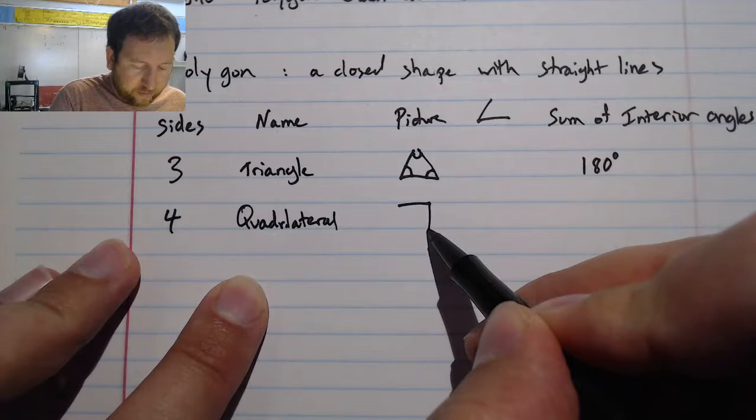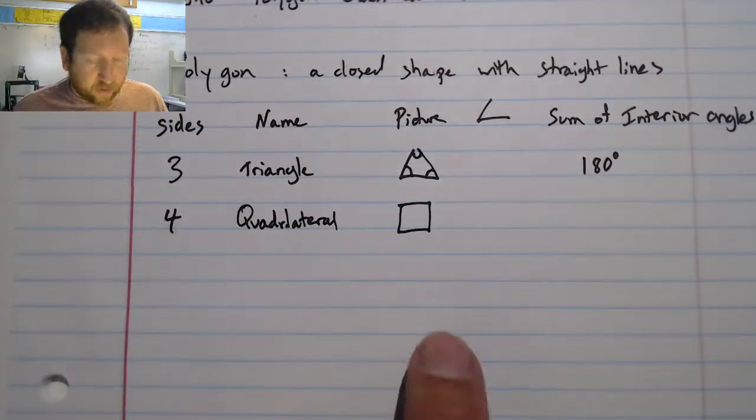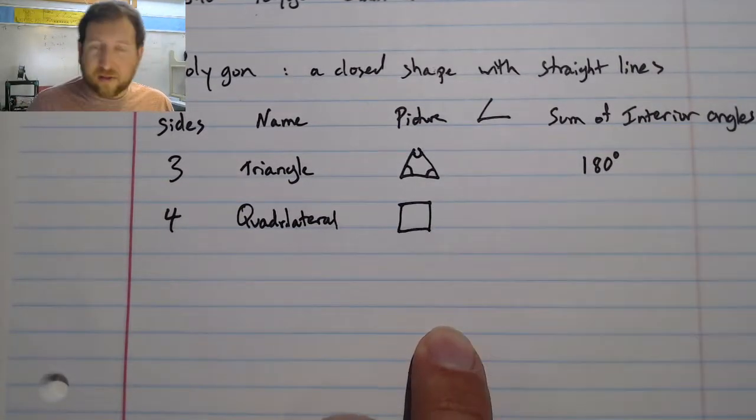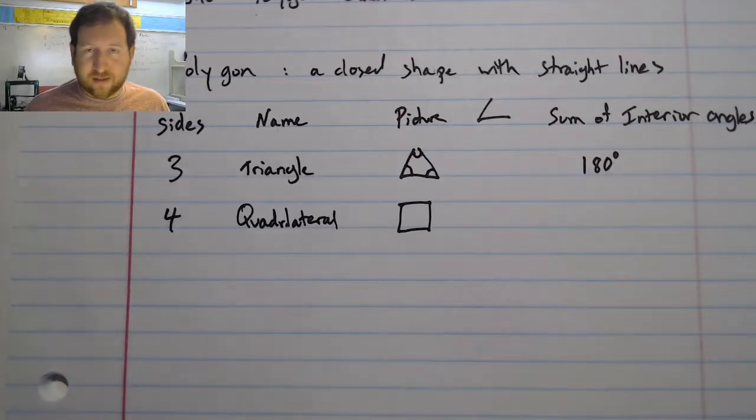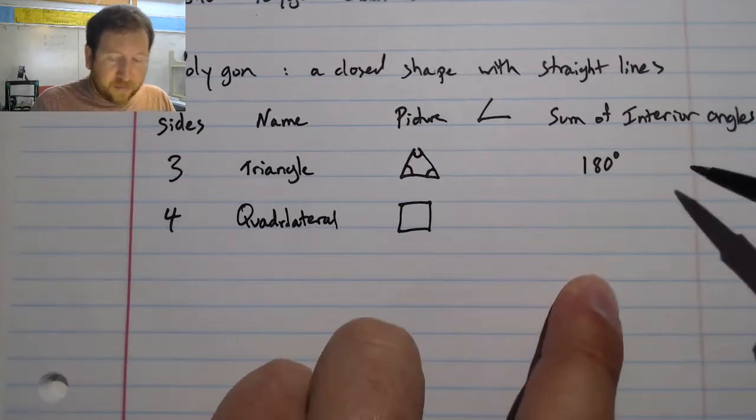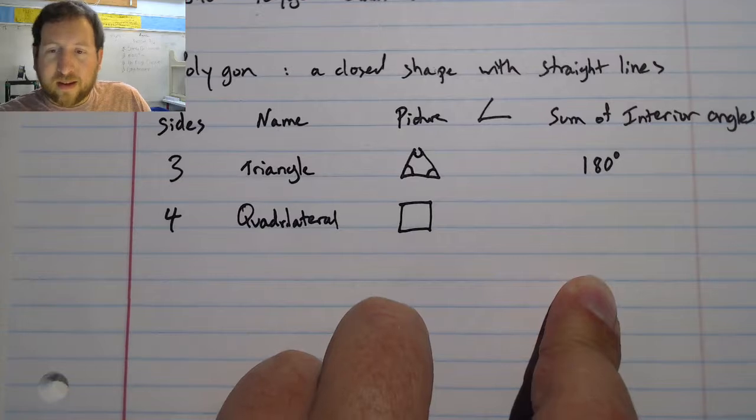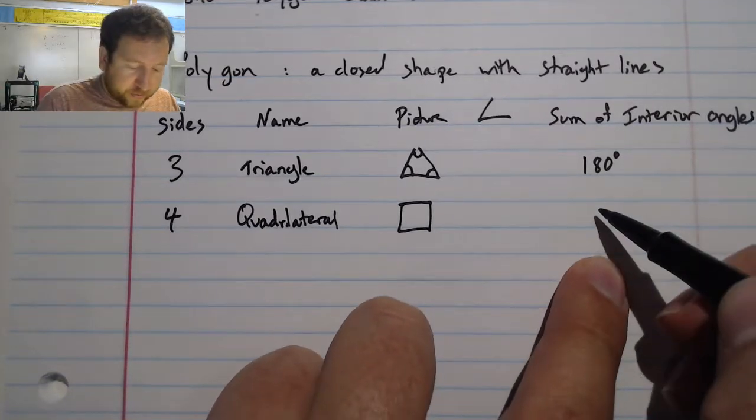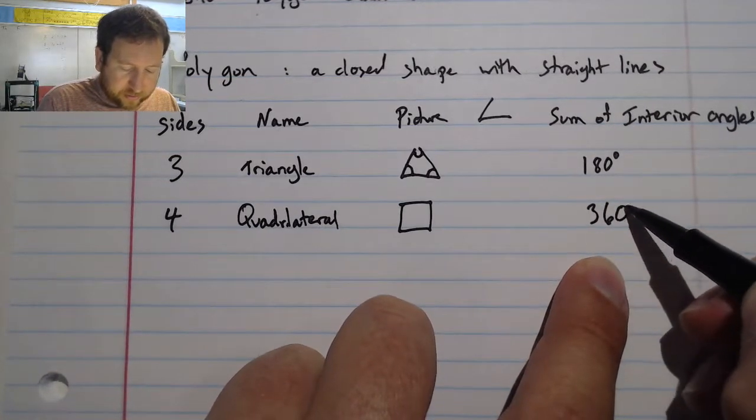They look like this in their picture. 4 sides, and they don't have to be a square or a rectangle. They can be bent. It doesn't matter, but they need to have 4 sides. And in this case, the sum of interior angles is going to be equal to 360 degrees.